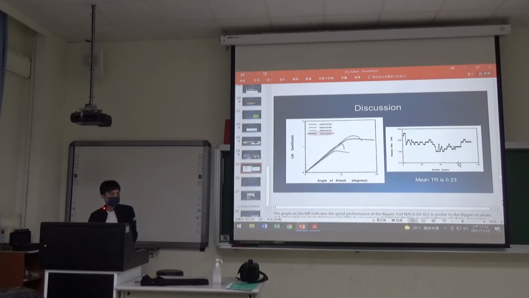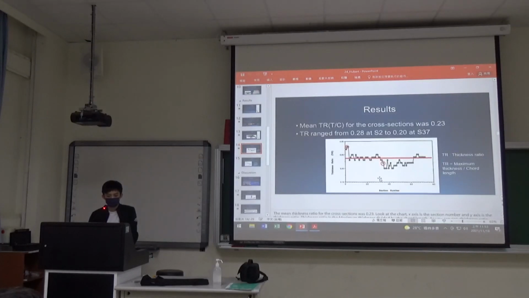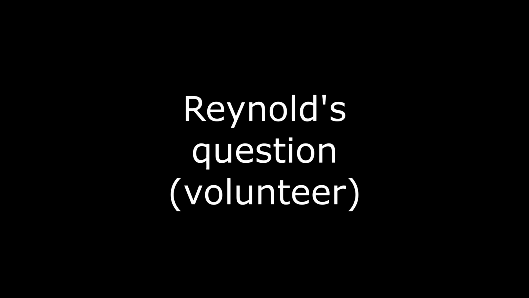Did you explain the right figure? I think I can. The right figure is the thickness ratio here, and the axis is the section number, which is from the flipper distal tip to the interior section.